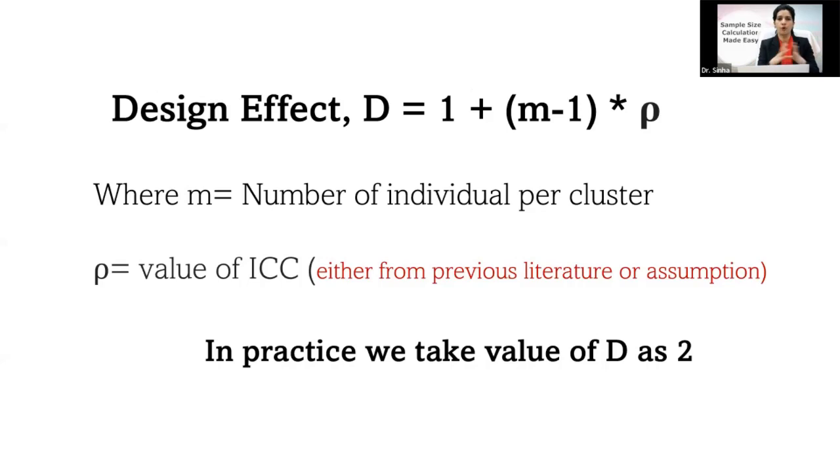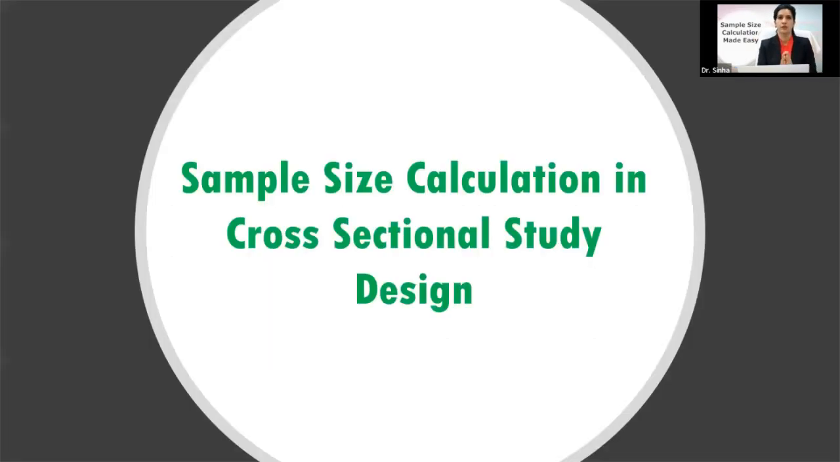If you have no information regarding the design effect or ICC, you can take design effect as 2, because that's the safest option. If you don't have anything, for all practical purposes, you can take design effect as 2. But if you are very clear on the number of individuals per cluster, or if you are sure and have found out this ICC, then you can calculate this design effect. Up to you.